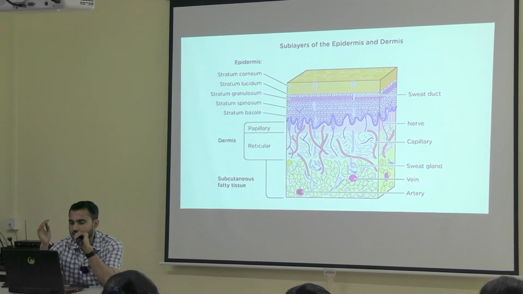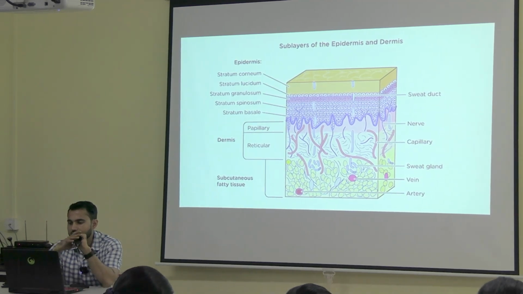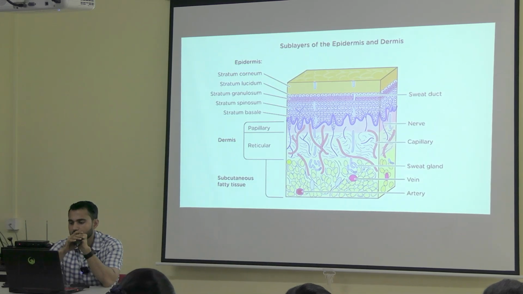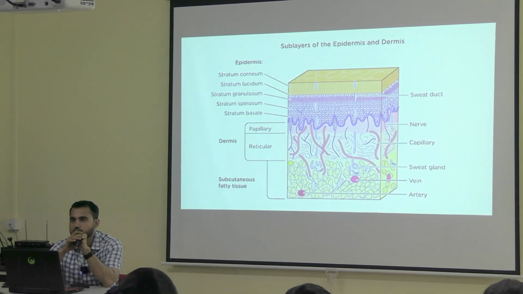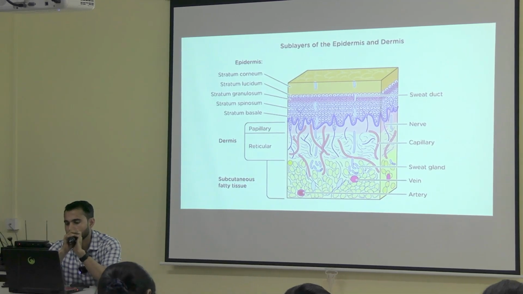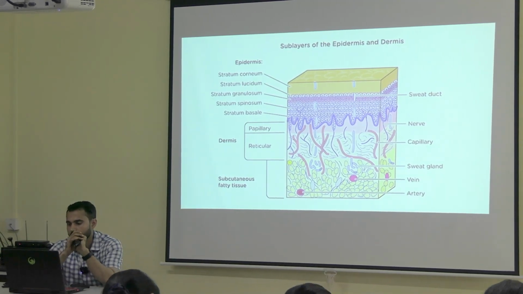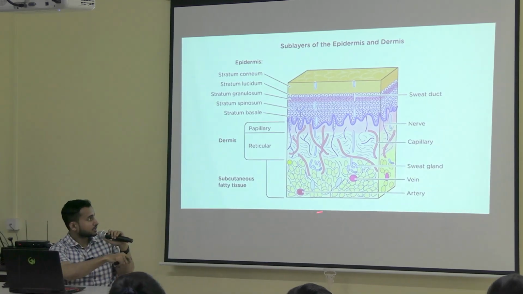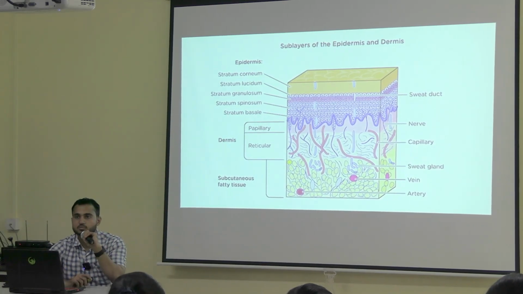Next, in the reticular layer, you can see the hair follicles. Along with that, you can see blood vessels and sebaceous glands. All those structures are present in the reticular layer. Deep to that you can see the hypodermis, where artery, vein, and all those structures are present. This is the hypodermis.